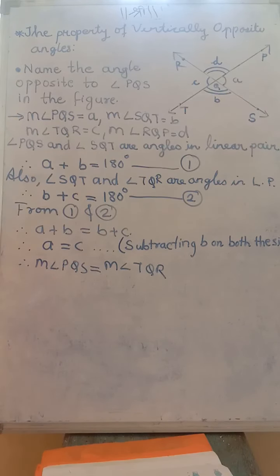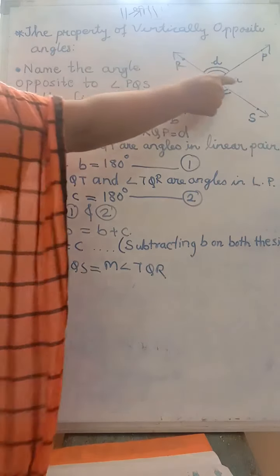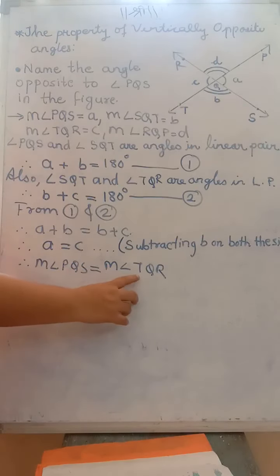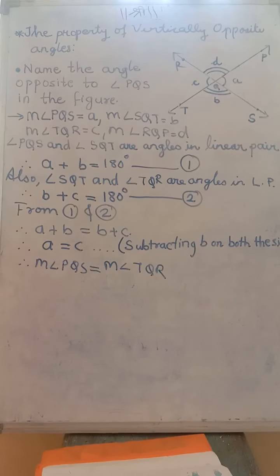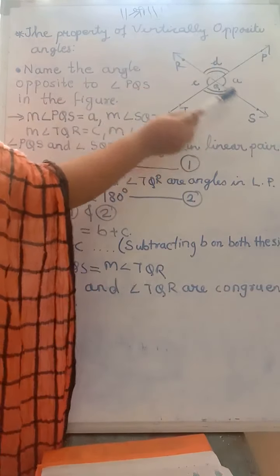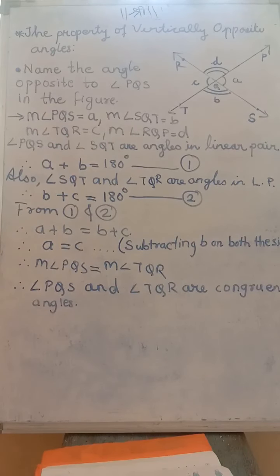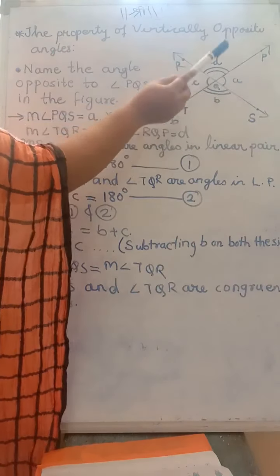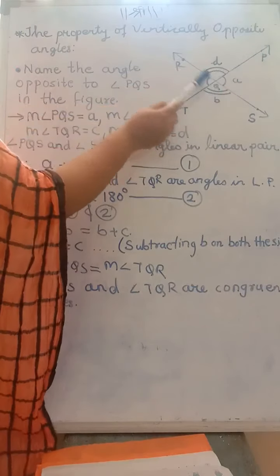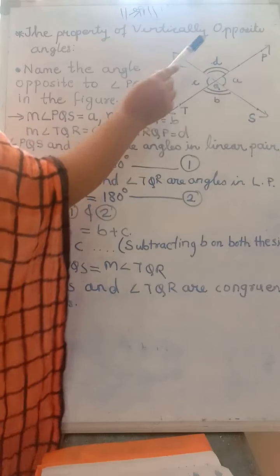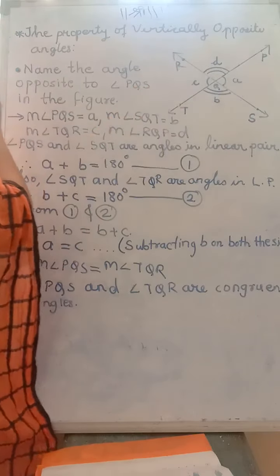Means have same measure. Means if this is 60, then this will also be 60. Why? Because this sign tells us that measure angle PQS and measure angle TQR are congruent angles. Now, if PQS is equal to RQT, or angle TQR, if these both are equal, then will angle PQR be equal to angle TQS? Yes, of course, if these two are equal, then this also will be equal to each other.